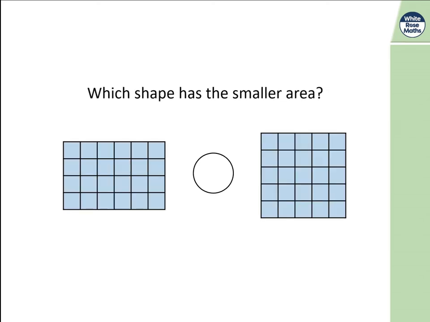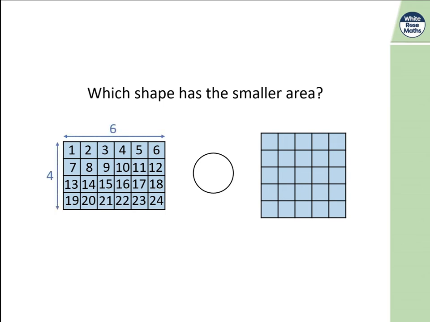Which shape has the smaller area here? Pause the video and have a think. Let's have a look. What's the area of the first shape? It's 24. There's 6 in a row and 4 in a column. 6 times 4 equals 24. In the second shape, there's 5 in a row and 5 in a column. 5 times 5 equals 25. Therefore, the second shape has the larger area. So you see the first shape is less than the second shape.